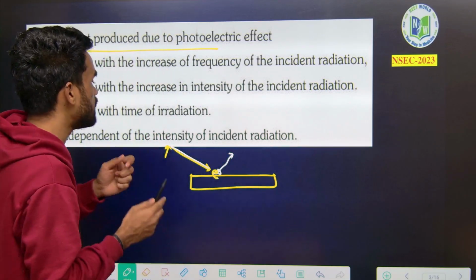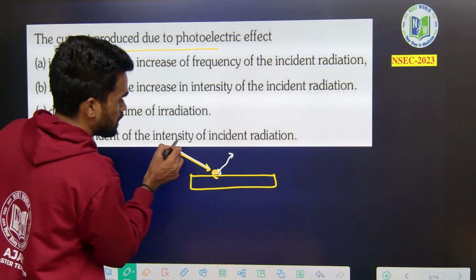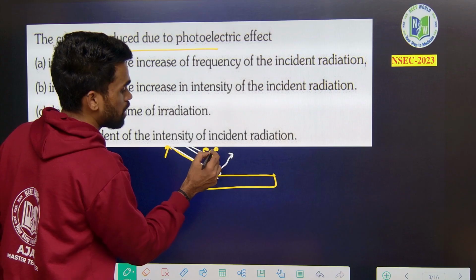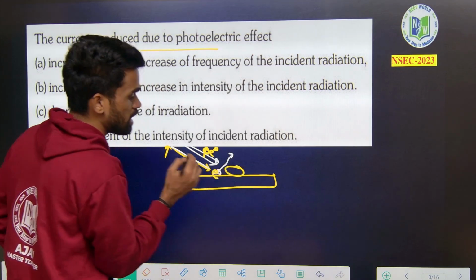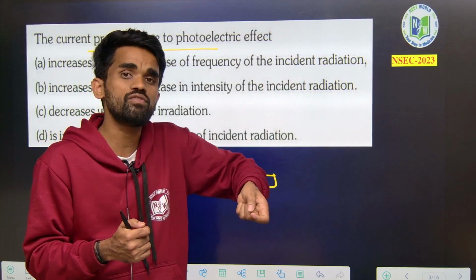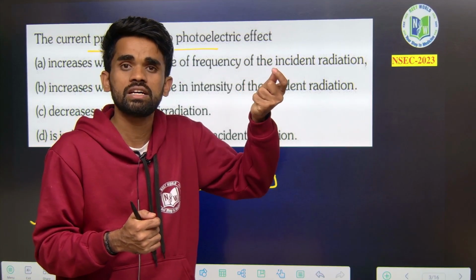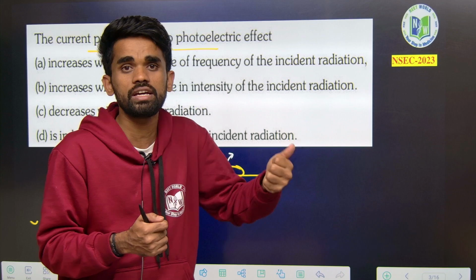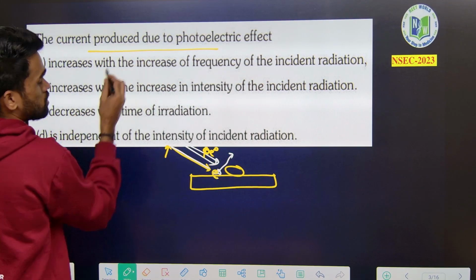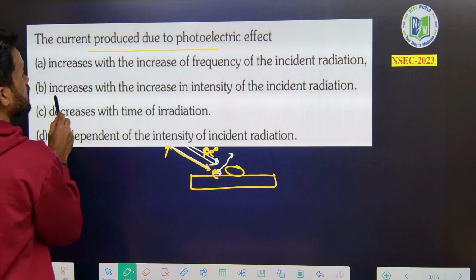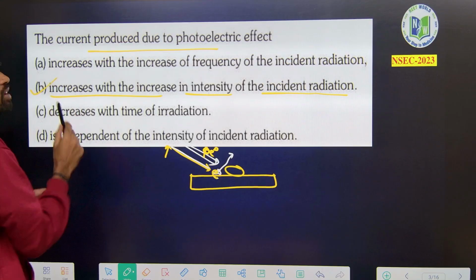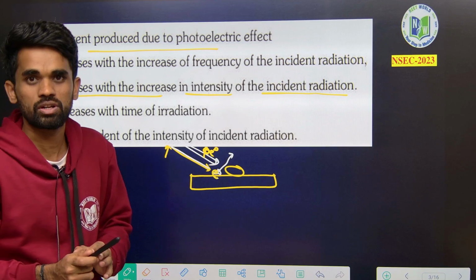But if you increase the intensity or the brightness of this incident light, what happens? The number of photons falling on the unit surface area of this metal surface will increase. Since the number of photons increases as brightness increases, the number of photoelectrons also increases. So the current produced will increase with increase in the intensity of incident radiation. Therefore option B will be the suitable answer for this question.